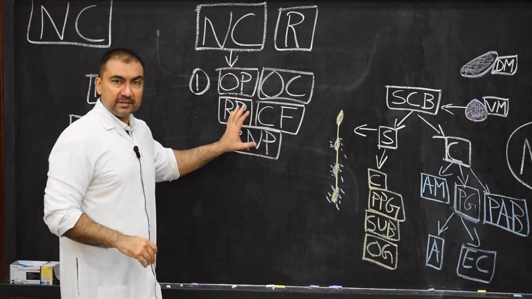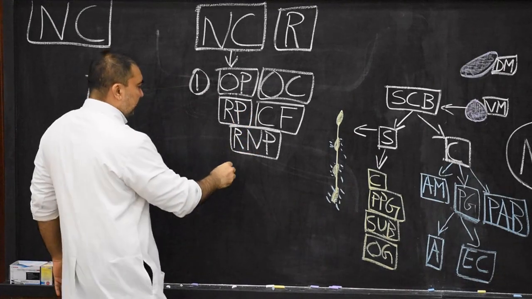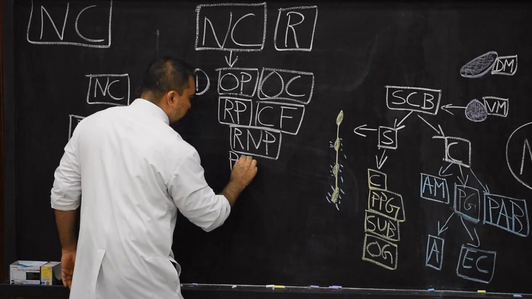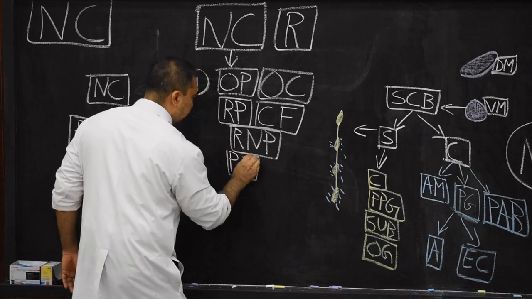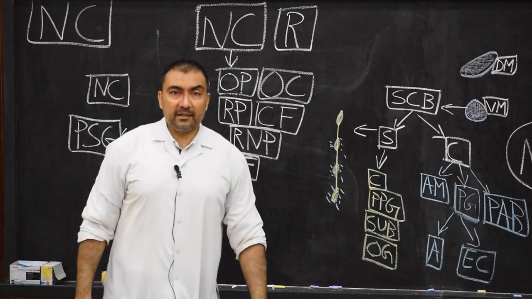These are the structures. At the same time, there will be development of parafollicular cells, parafollicular cells of the ultimobranchial pouch. If you recollect the branchial arches, pharyngeal arches.